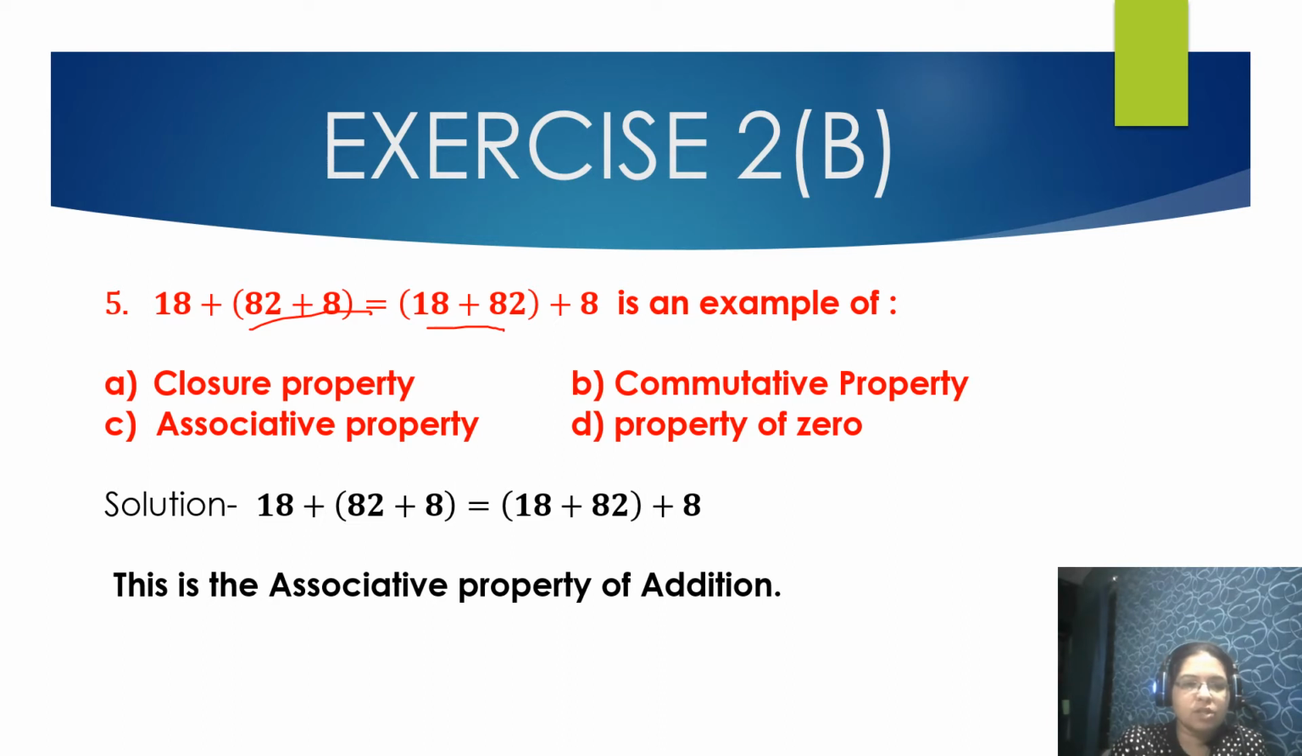Here, 18 plus (82 plus 8), with 82 plus 8 inside the bracket, equal to (18 plus 82) plus 8, with 18 plus 82 inside the bracket. And this is the associative property of addition of whole numbers.